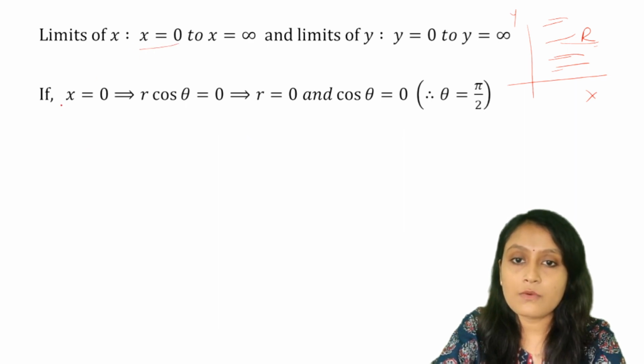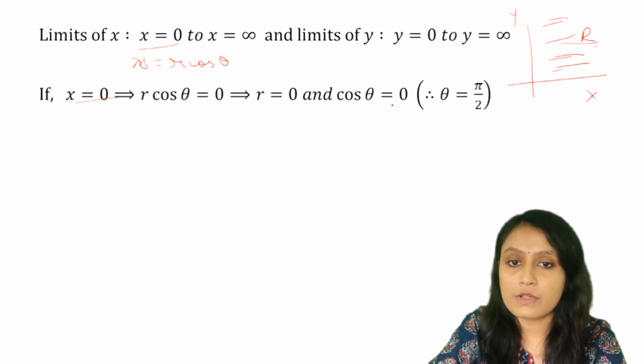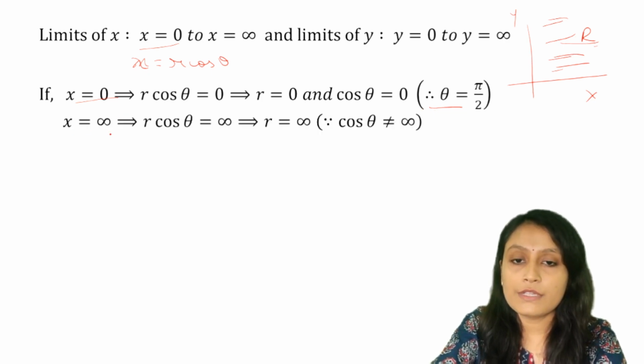So for x is equal to 0, substitute 0 over here, x is equal to r cos theta. From this you will get r cos theta is equal to 0, so r is equal to 0 and cos theta is equal to 0, so theta is pi by 2. Now for x is equal to infinity, r cos theta is equal to infinity, so you will get r is equal to infinity, because cos theta can never be infinity.